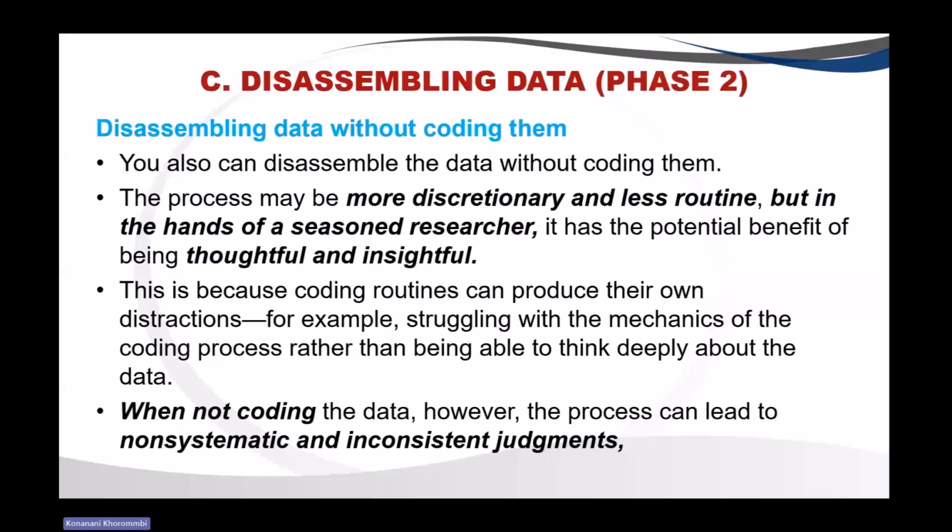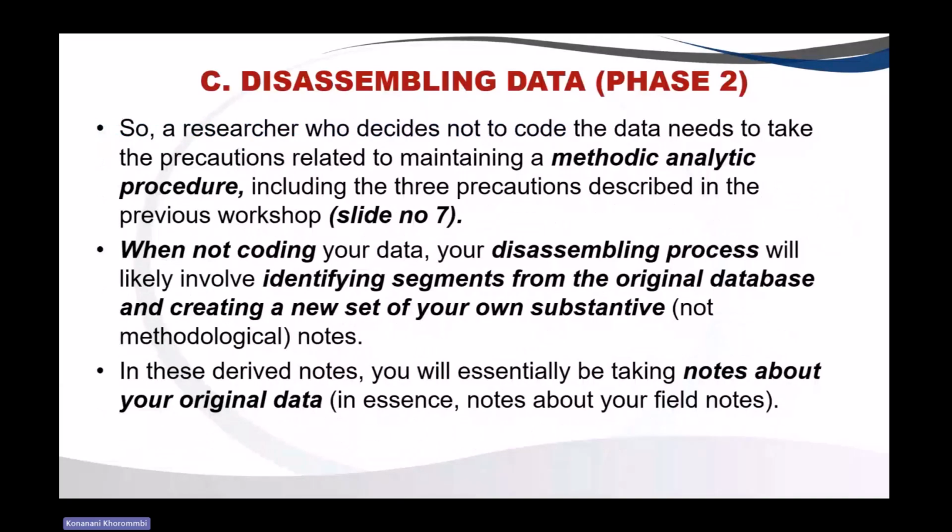Now, when not coding the data, however, the process can lead to non-systematic and inconsistent judgments. So a researcher who decides not to code the data needs to take the precaution related to maintaining a methodic analytic procedure that we spoke about on slide number 7. I just forgot all those 3 requirements, but I think you should have seen them if you've looked at the recordings. And if you want, we can still go and revise them.